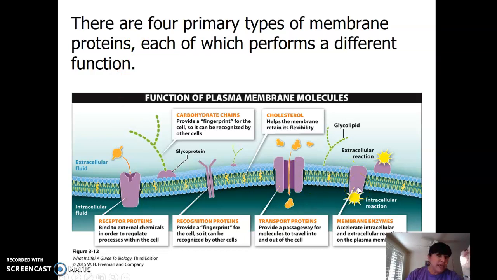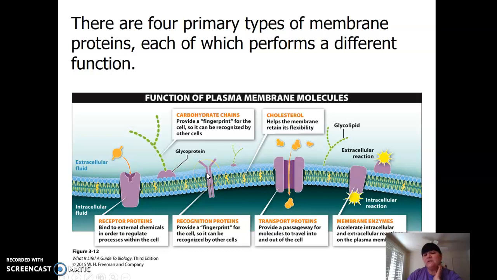So with the previous slide, we talked about transport proteins, like those doorways. Will transport stuff into the cell or out of the cell. Provides a passageway for molecules to travel into or out of the cell, right? So transport proteins, okay? So sugars, proteins, amino acids can go through here.